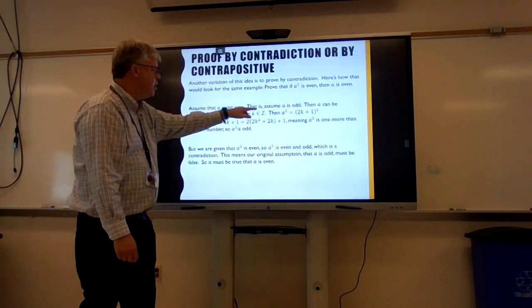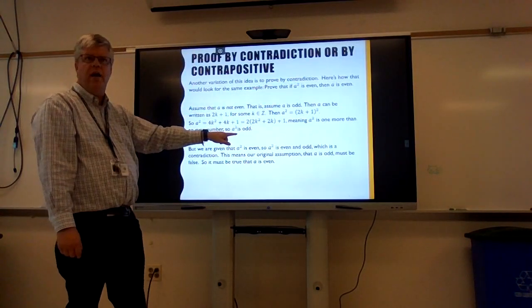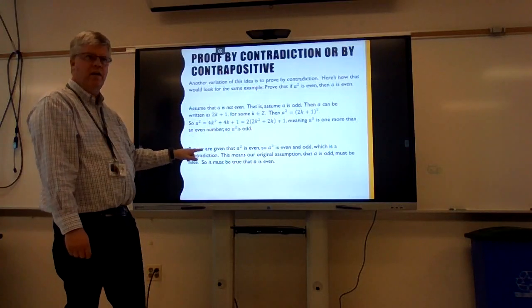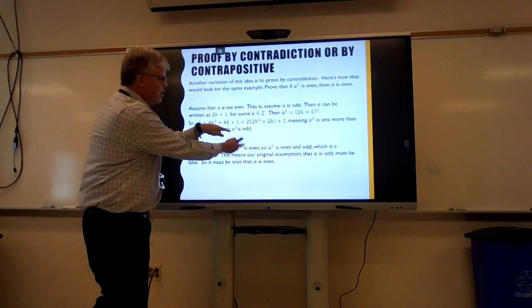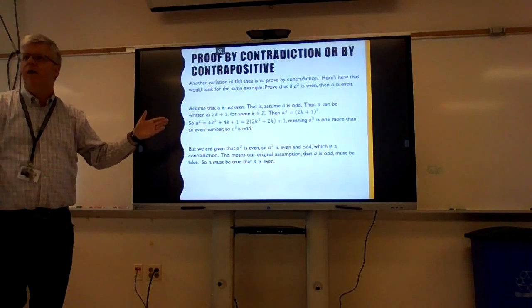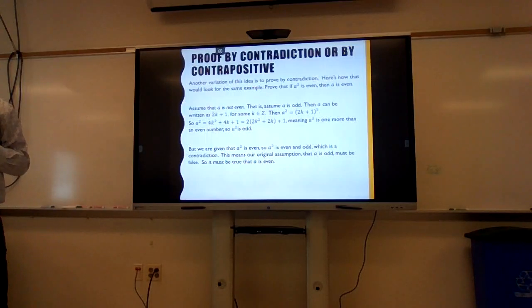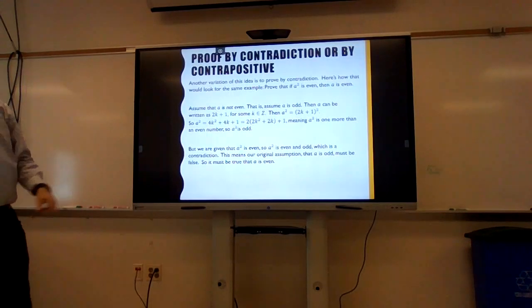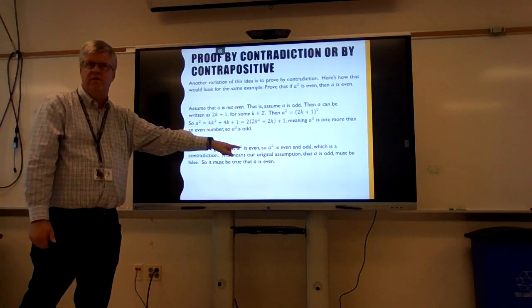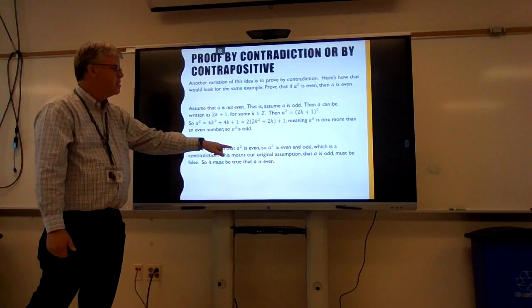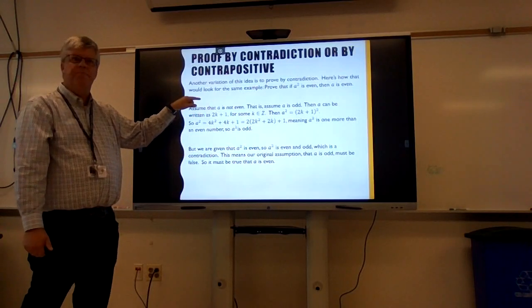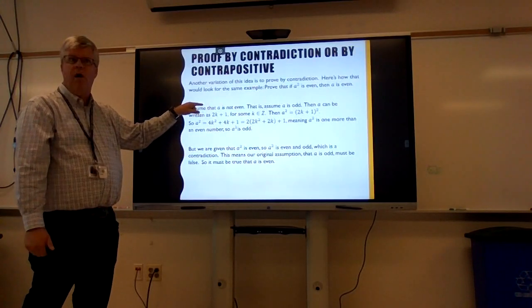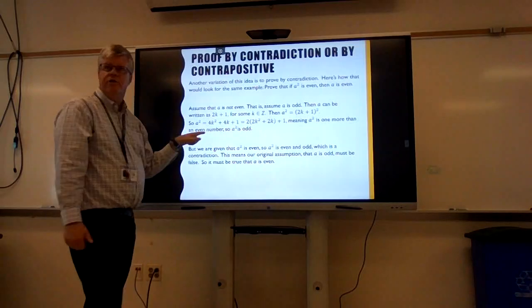But our assumption has led to this statement, a squared is odd. So now is the time that you bring in that it's given that a squared is even. That's what creates your contradiction, right? A squared cannot be even and odd at the same time. That doesn't make sense. So if you get to something that's false, a contradiction, then you can say that your assumption must be wrong, because everything else you've said here is justified.